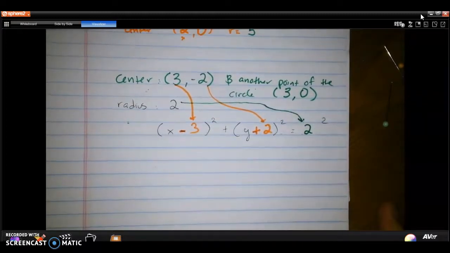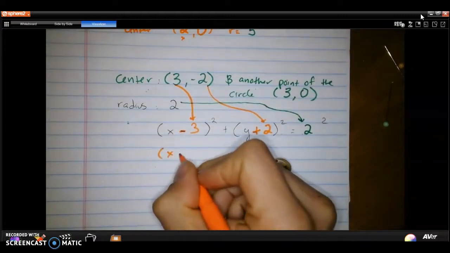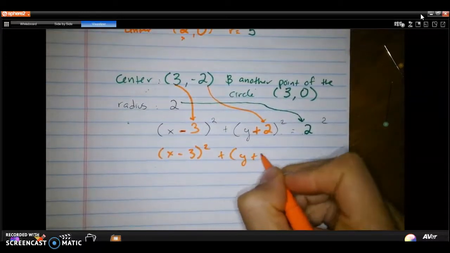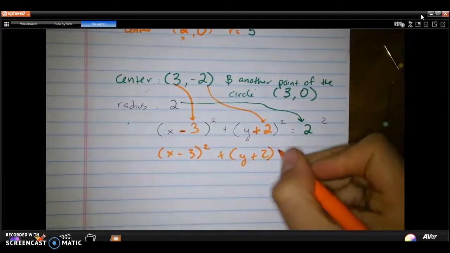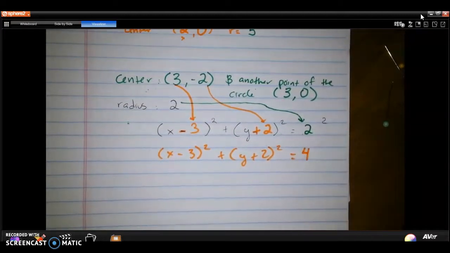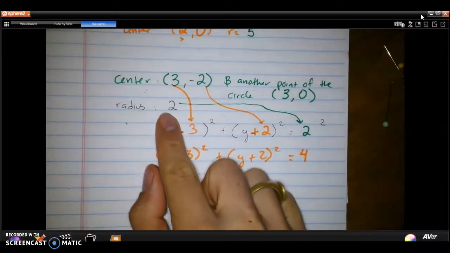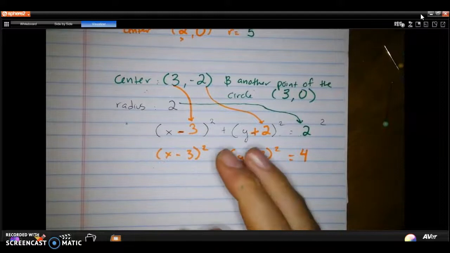Not my straightest line, but we got there. So we can just leave this as x minus 3 squared plus y plus 2 squared equals 4. Again, all you need to know is the center and the radius. Normally they'll give us the center. The only thing we might have to find is the radius, and that's just counting. Then we can write out our equation.